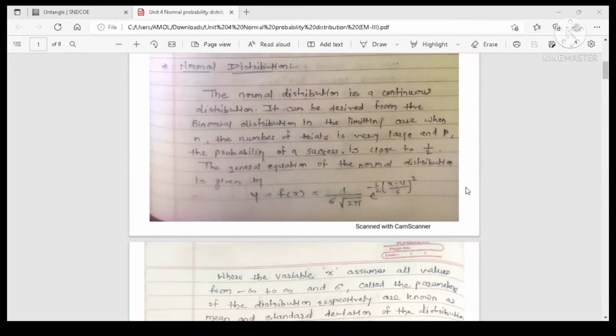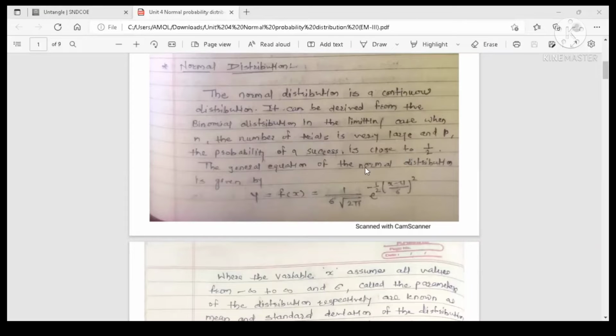Normal distribution is a continuous distribution. It can be derived from the binomial distribution in the limiting case when n, the number of trials, is very large, and p, the probability of success, is close to 1/2. The probability of success is close to 0.5.